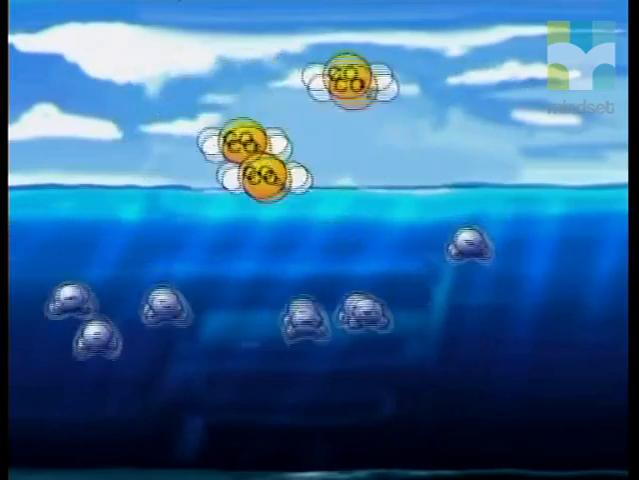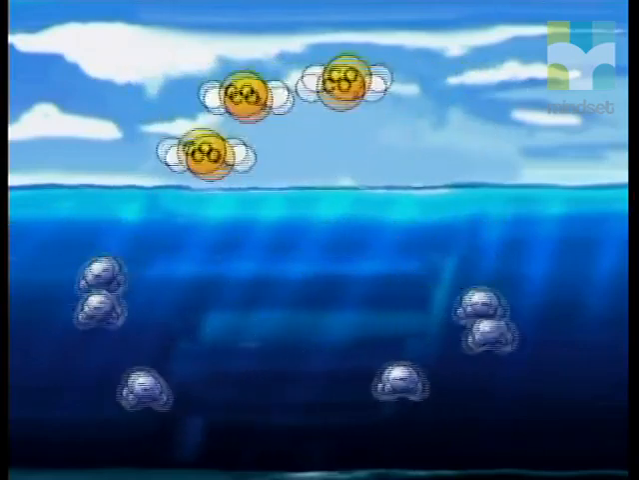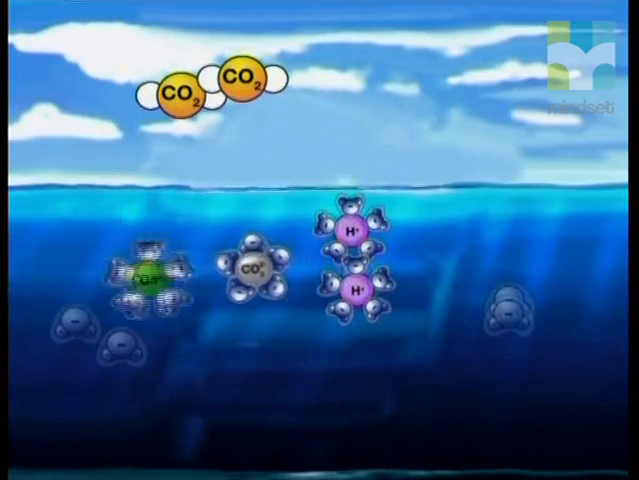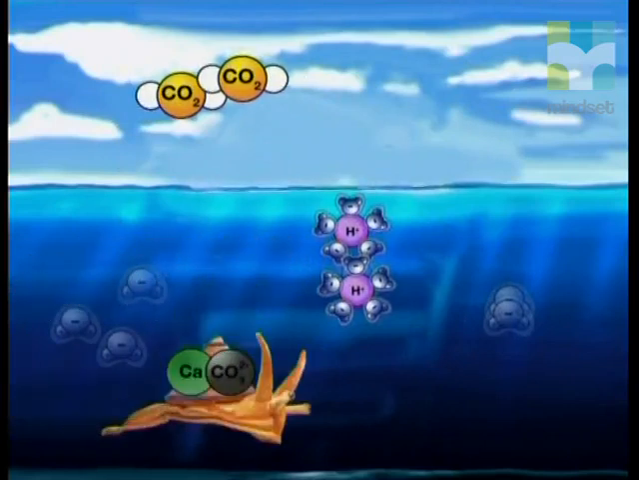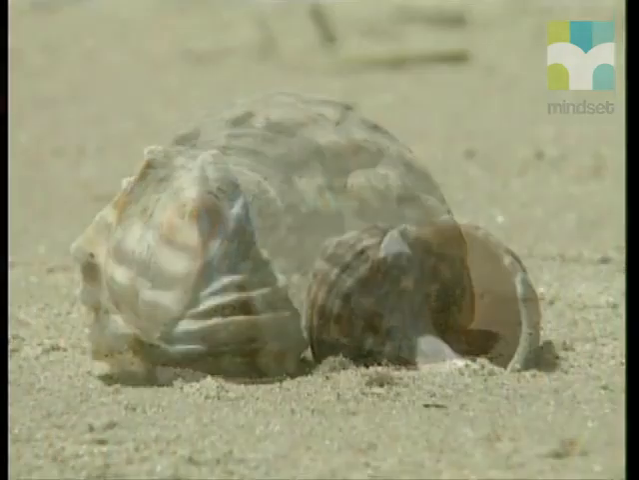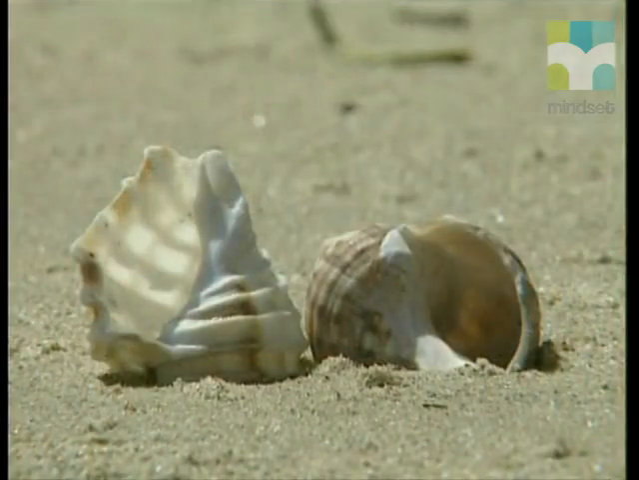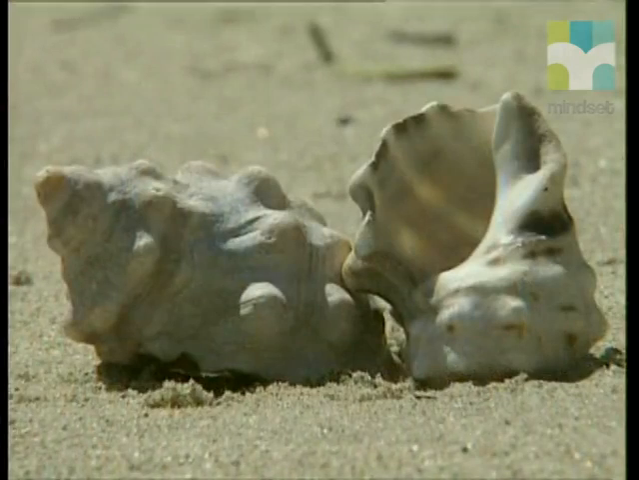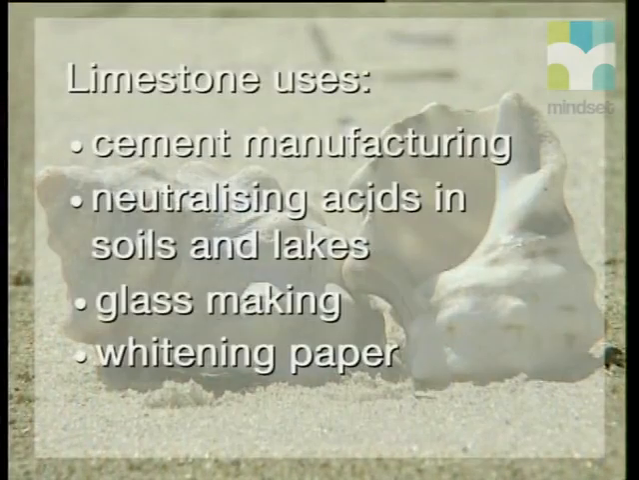The dissolved carbon dioxide in the ocean is also used to form calcium carbonate in a reaction called a precipitation reaction. The calcium carbonate is used by sea creatures to make shells. Then when they die, the calcium carbonate forms limestone at the bottom of the ocean. People use limestone to make cement, to neutralize acids in soils and lakes, to make glass, and to whiten paper.